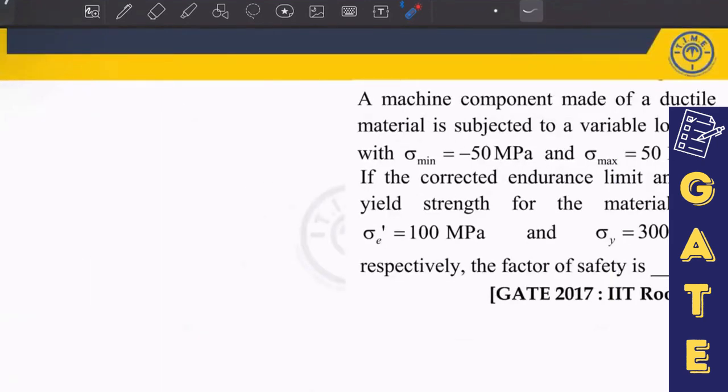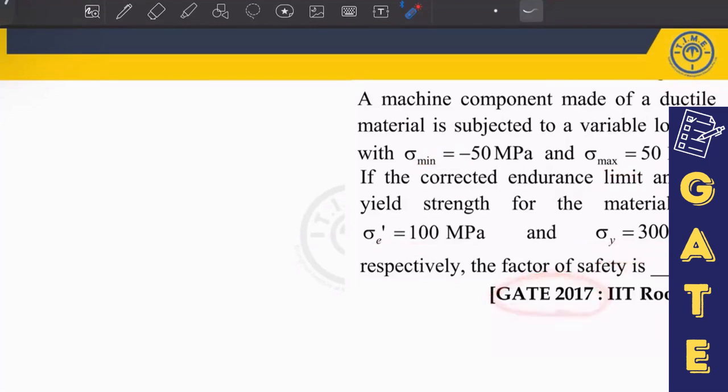Now, let's try to solve this problem. In this particular problem, again, the material is ductile. The minimum and maximum stress they have mentioned. Now, the endurance limit is given, yield strength is given. So this is also a ductile material. They have not given you the ultimate tensile strength.